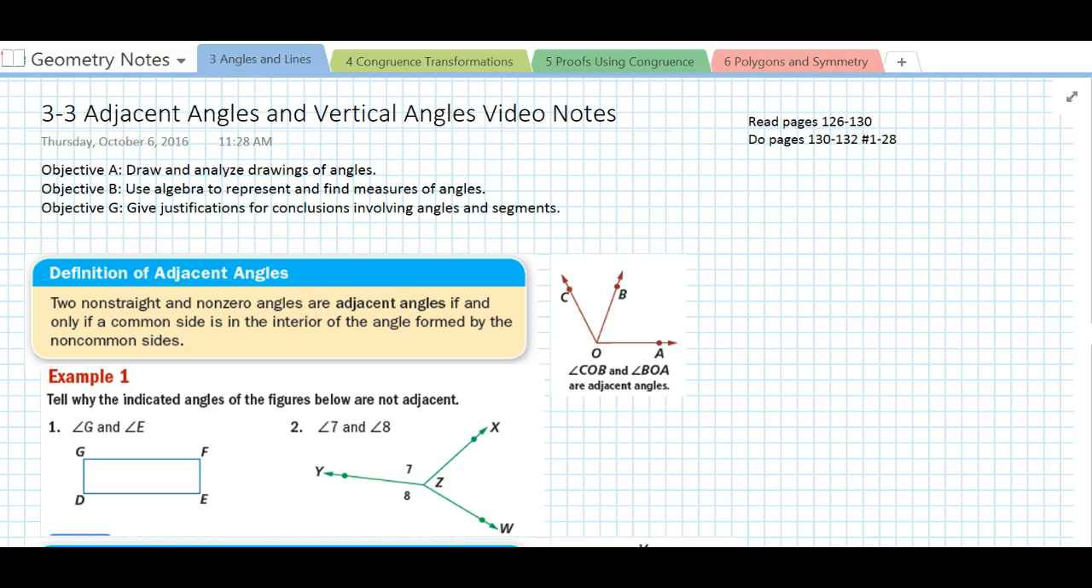So now if we look at angle COB right here and angle BOA here, they both share a side, and that side that they share, or that ray that they share, is on the interior of the larger angle. So we would say that angle COB and angle BOA are adjacent to each other. They are adjacent angles. They are right next to each other because they share a ray. So let's try some examples now using that definition.